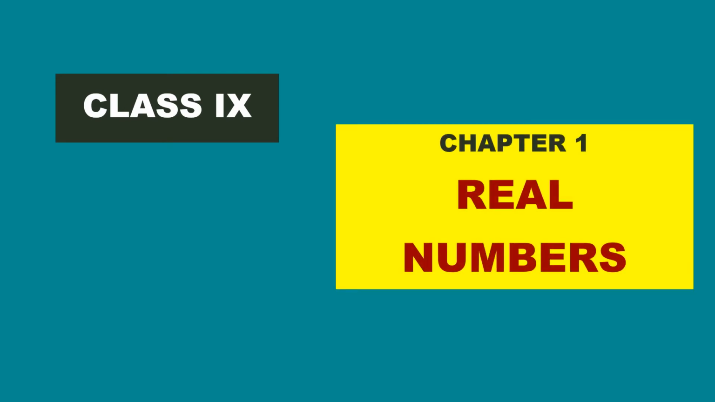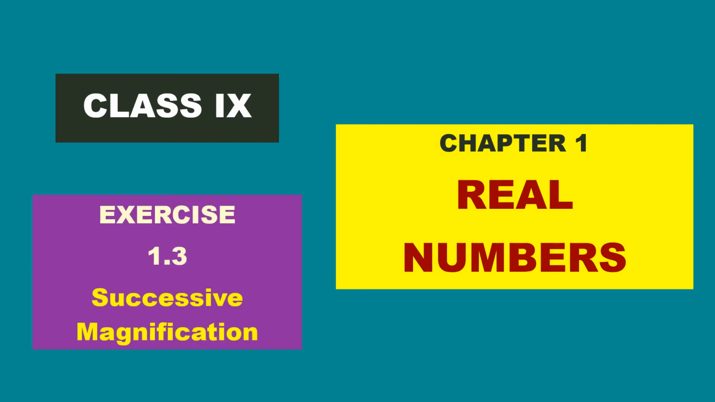This video is for 9th class, from chapter 1 Real Numbers, and in this video we are going to discuss exercise 1.3 and the topic is successive magnification. How to represent a given number on a number line using this successive magnification procedure.